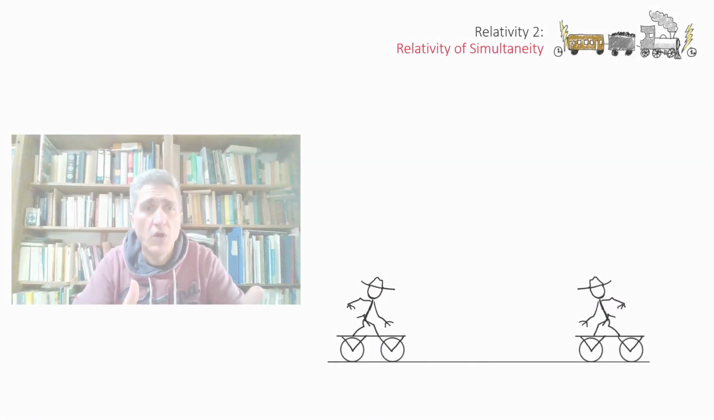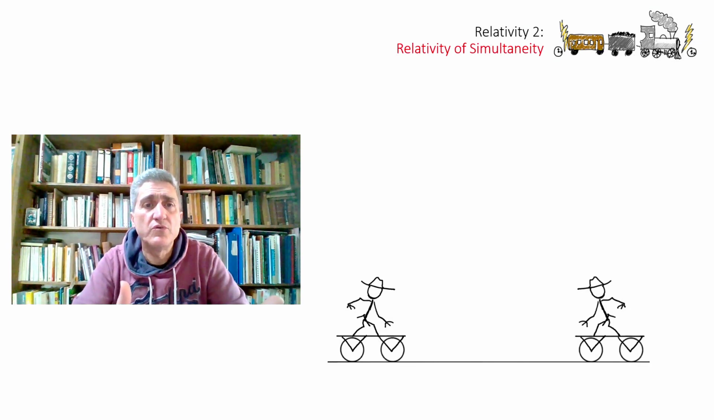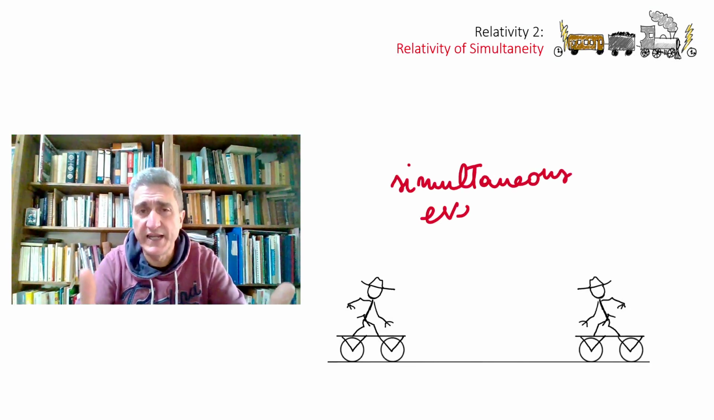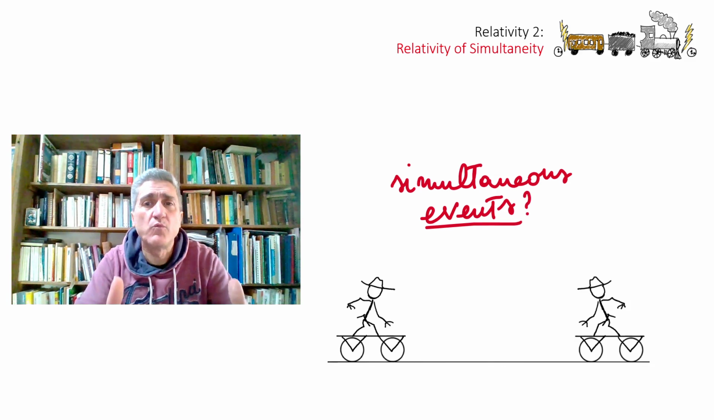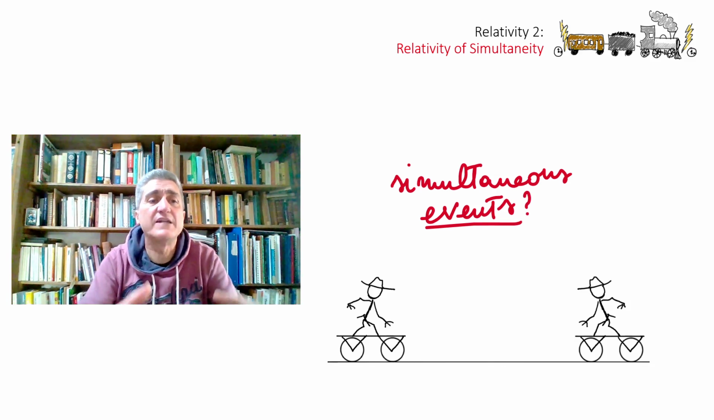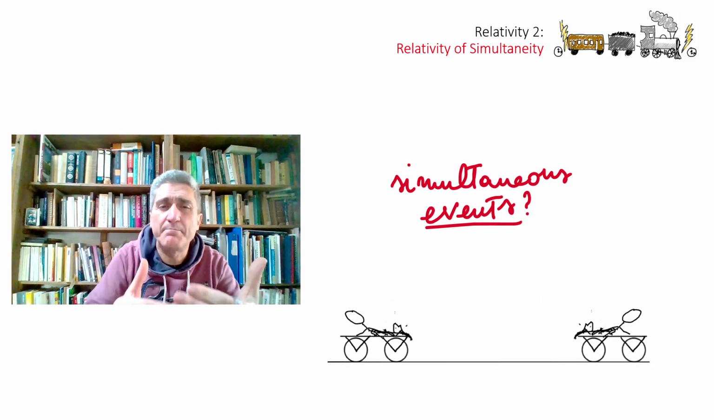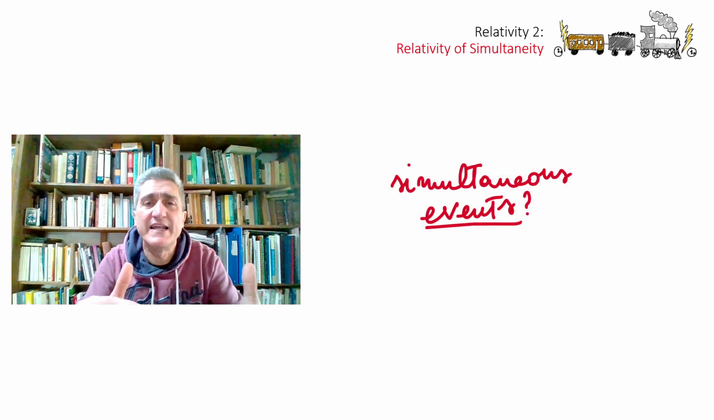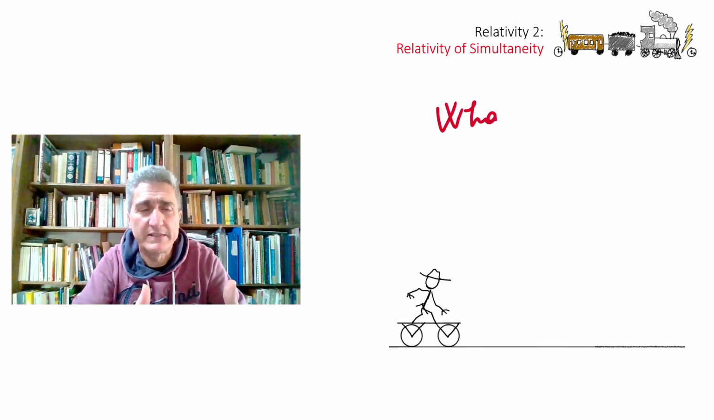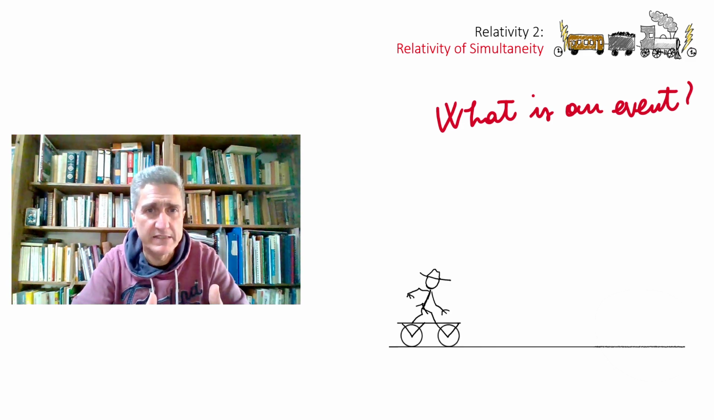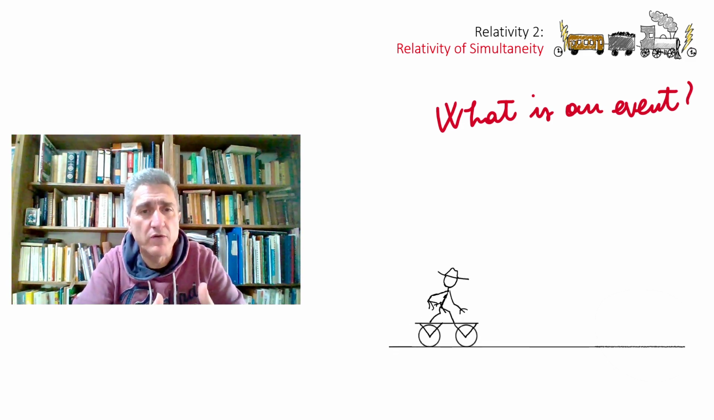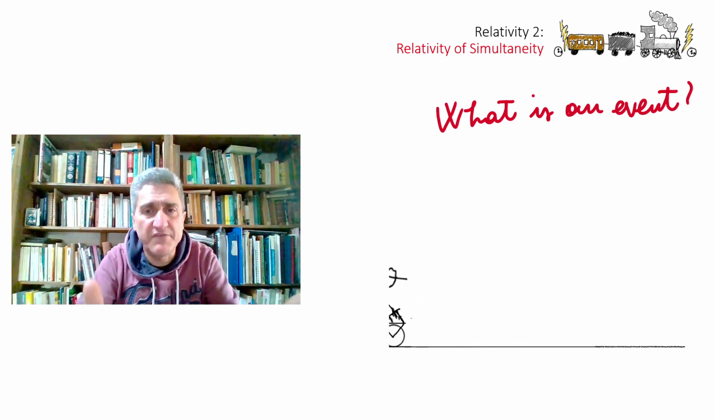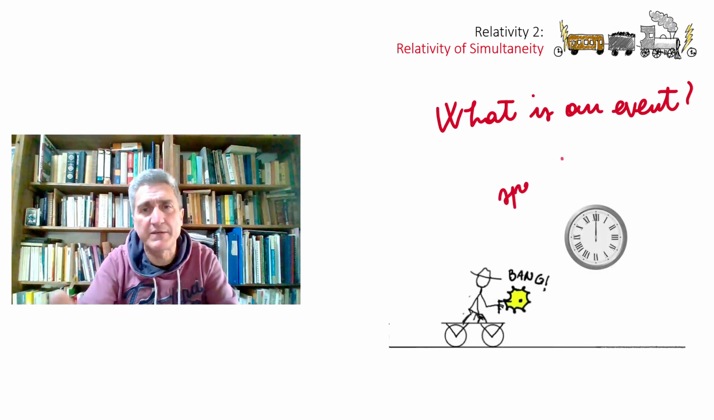At first, we have to pay attention to the definition of simultaneity. When can we say that two events are simultaneous? Or to take a step backward, what is an event in the first place? In physics, an event is a phenomenon which happens at a specific moment in a specific place.